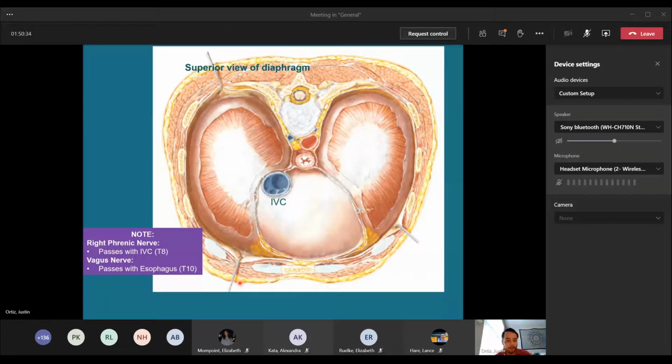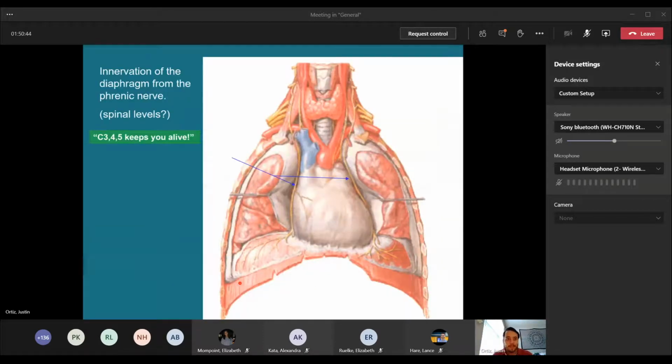Okay, so again, note, like I said, right phrenic nerve is going to pass through the IVC at T8, and then you have your vagus nerve passing your esophagus around T10, right? So I would note those. So innervation of the diaphragm from the phrenic nerve, spinal nerves C3, 4, 5 keeps you alive. That is going to be your phrenic nerve, and it's going to run anterior to your hilum, right? So your phrenic nerve runs anterior to your hilum, which is going to be the things that connect to your lungs, right? So that's going to be your phrenic nerve.